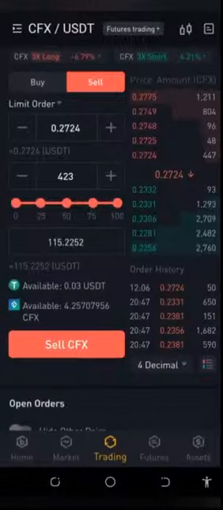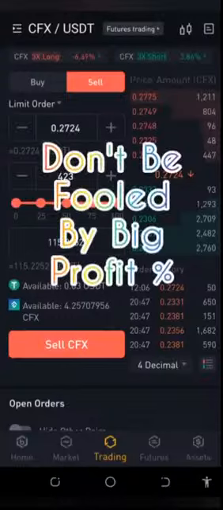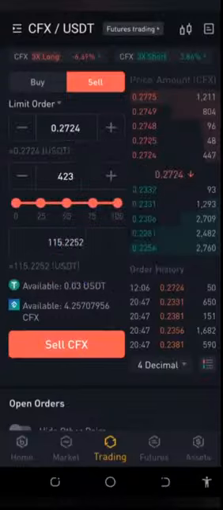Oh, can you just imagine that? This would have been a very sweet deal. Very sweet deal. Please don't be fooled by big amounts. Don't be fooled by signals that are promising you 15%, 20%, 10%, because this is what's going to happen: you'll miss out on the actual details, just like I missed out on all these details right now.